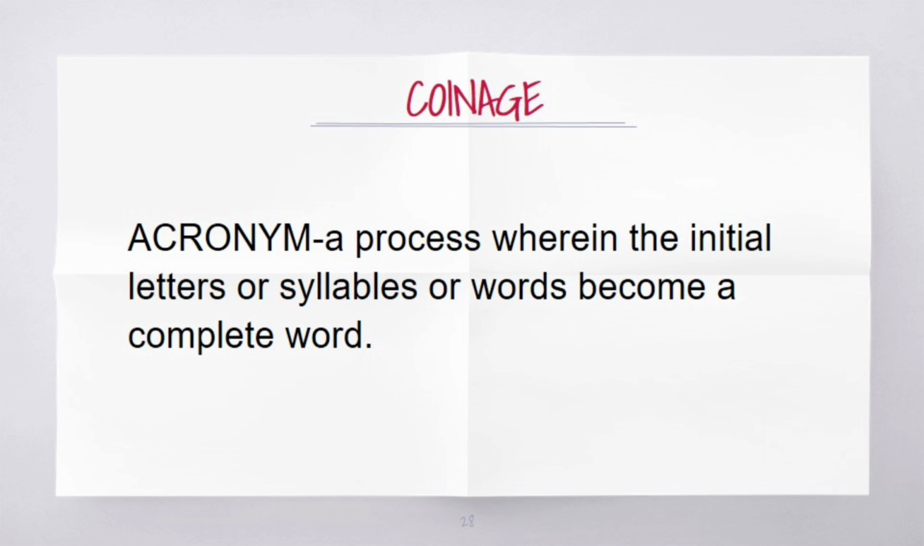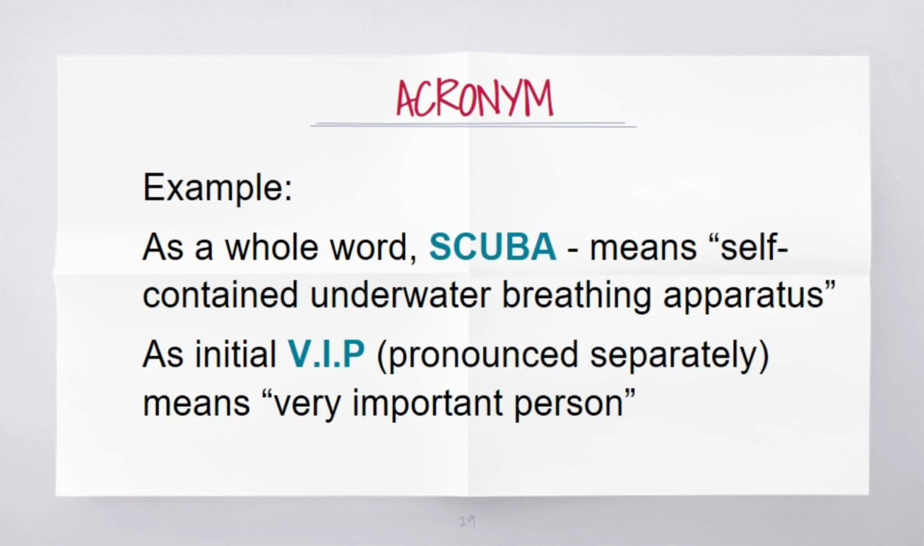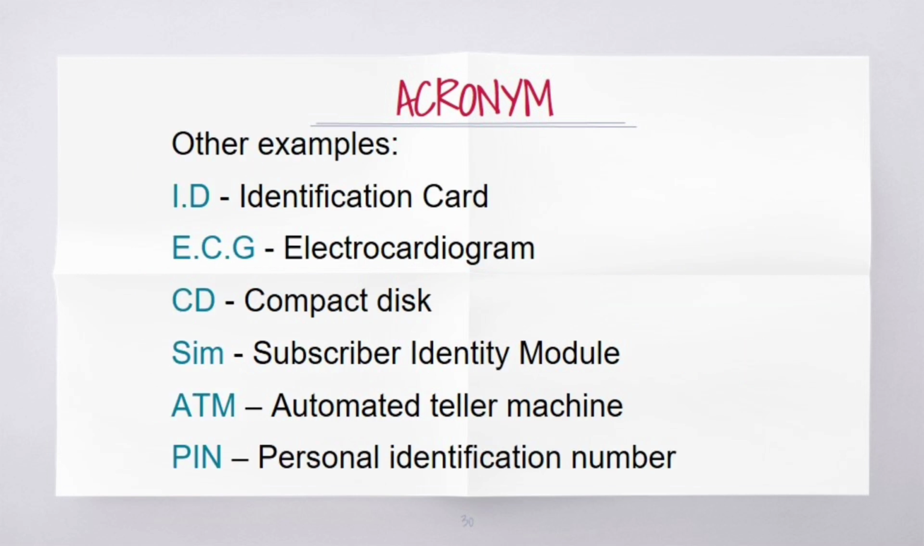Acronym. It is a process wherein the initial letters or syllables or words become a complete word. Acronyms may be pronounced as whole words or separately, as when what is pronounced are the initials of a given word. Scuba means self-contained underwater breathing apparatus. VIP, pronounced separately, means very important person. So we also have ID, ECG, CD, SIM, etc.